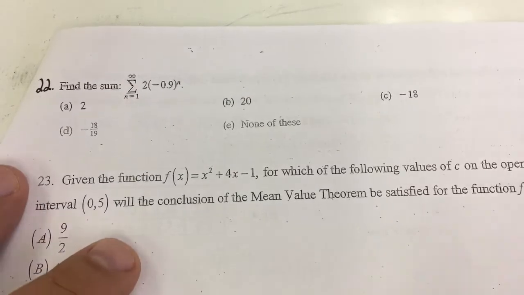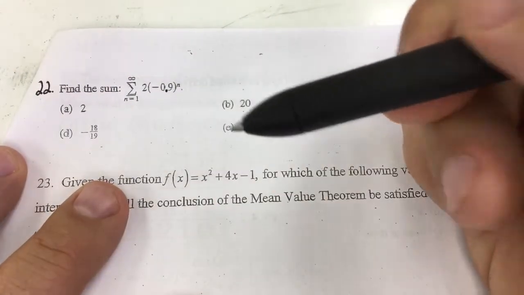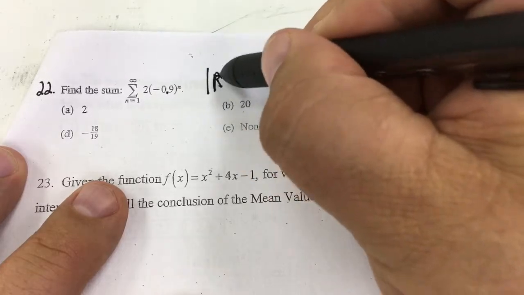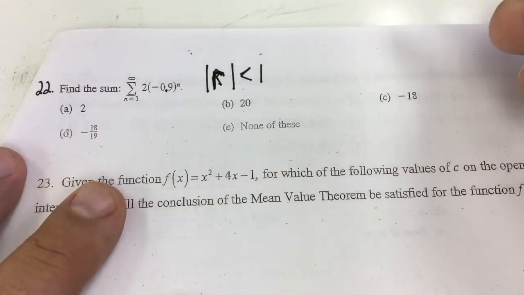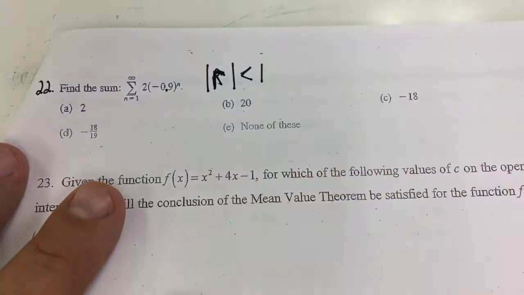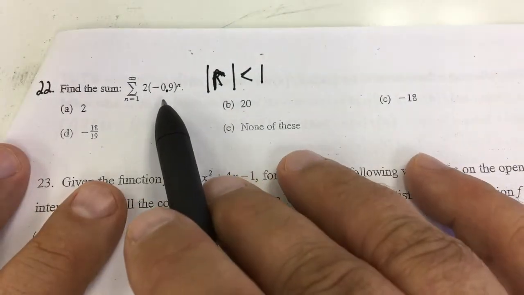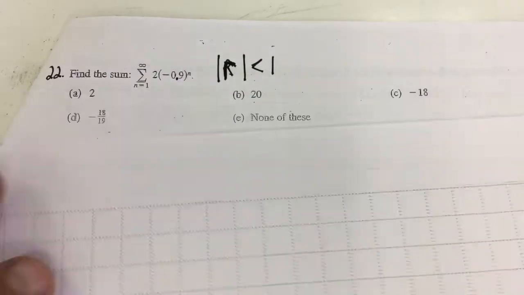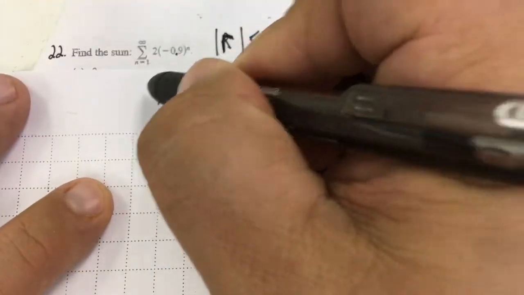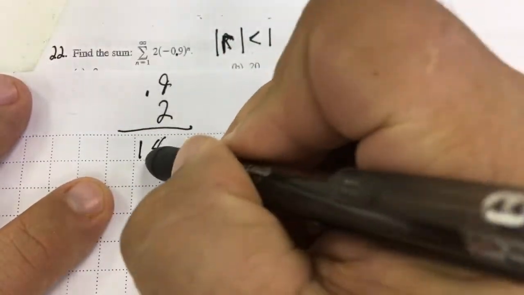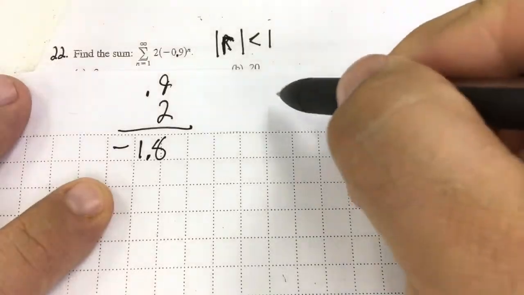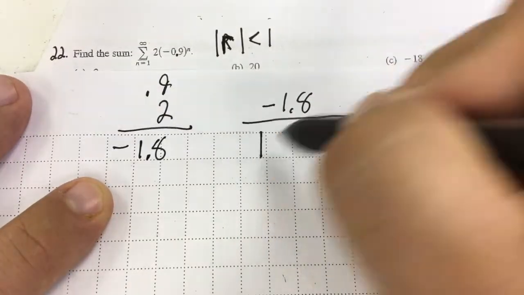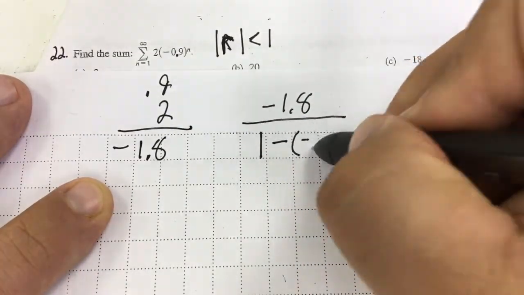22, I want to find the sum. It's a geometric series, and the absolute value of r is less than 1 because it's 0.9. The first term, if I throw a 1 in there, is going to be 2 times negative 0.9. Let's see what that is. 2 times 0.9 is 1.8, negative. So the first term is negative 1.8 over 1 minus the common ratio, which is negative 0.9.